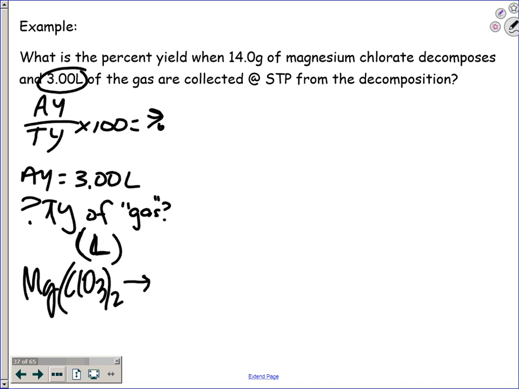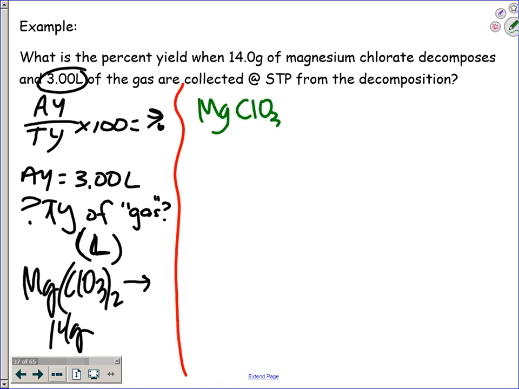Okay, and we know it's going to decompose. We know that we have 14 grams of this. All right, now we're cooking. So let's go ahead and find what the gas is. Anybody remember how a chlorate decomposes? Metal chloride and oxygen. So now we know the gas, right?